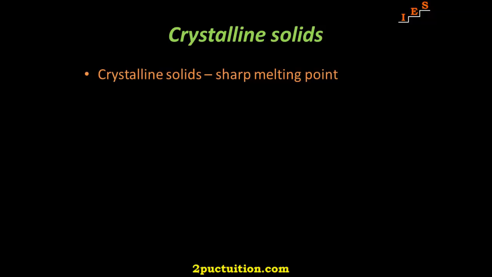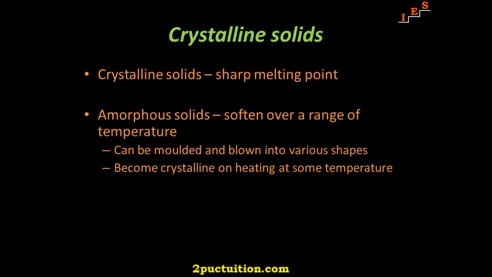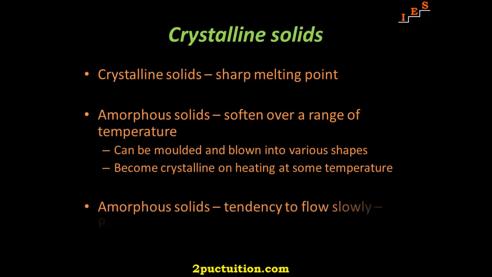Crystalline solids have a sharp melting point. On the other hand, amorphous solids soften over a range of temperature and can be molded and blown into various shapes. On heating, they become crystalline at some temperature. Some glass objects from ancient civilizations are found to become milky in appearance because of some crystallization. Like liquids, amorphous solids have a tendency to flow, though very slowly. Therefore, sometimes these are called pseudo-solids or supercooled liquids.